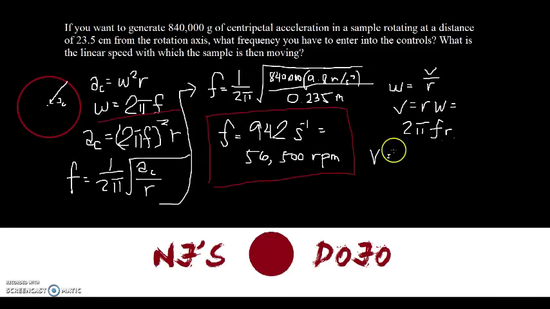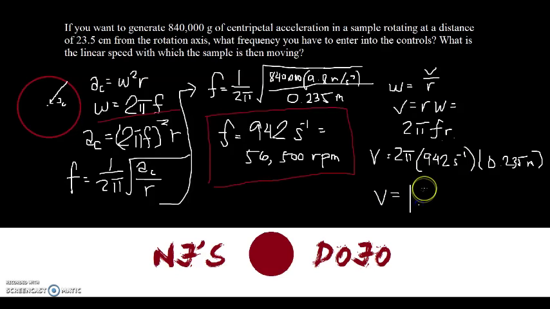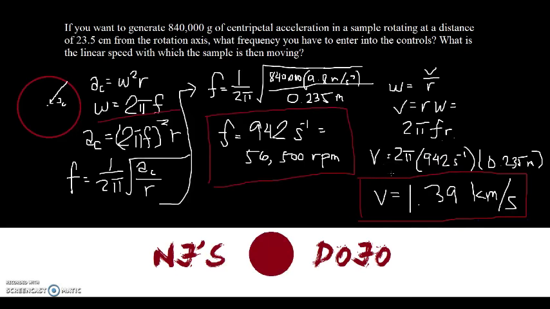So v is simply equal to 2 times pi times the frequency, which is 942 seconds to the power of -1, multiplied by the radius, 0.235 meters. And once we try to calculate that, that would be equal to 1.39 kilometers per second. And that's how we solve for the linear velocity of the circular motion.